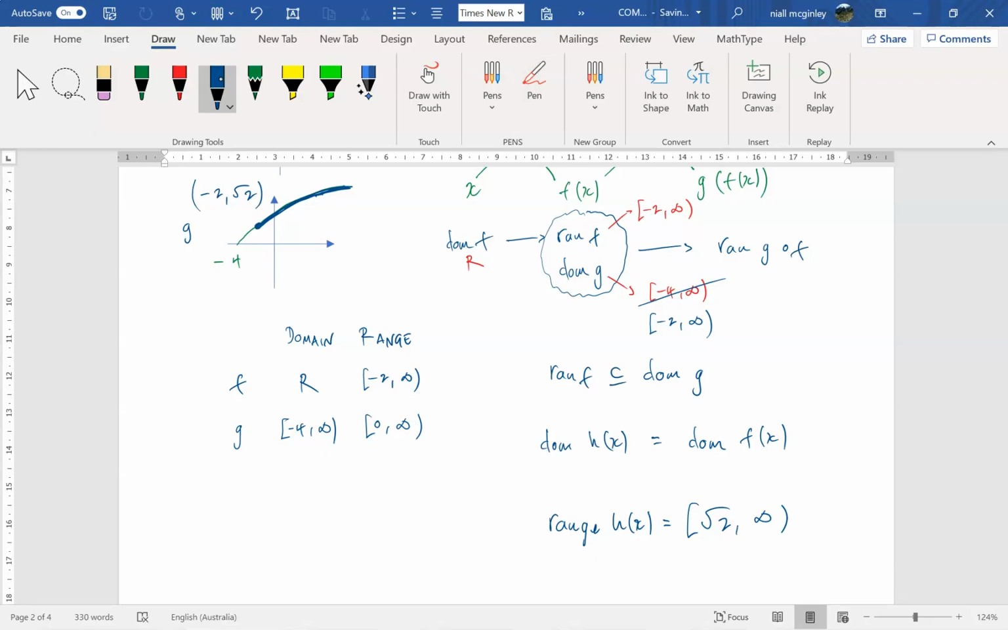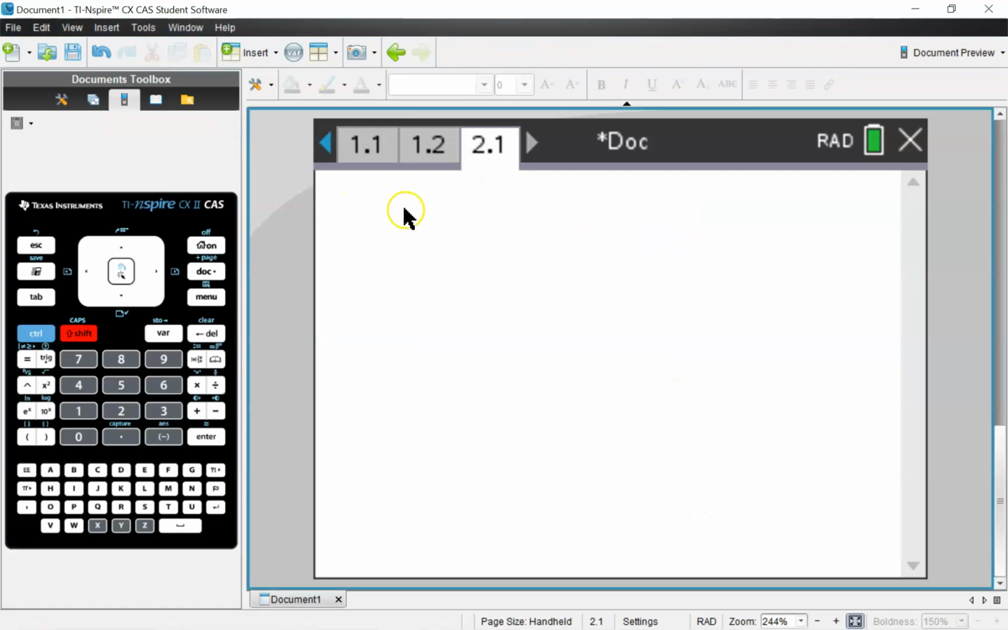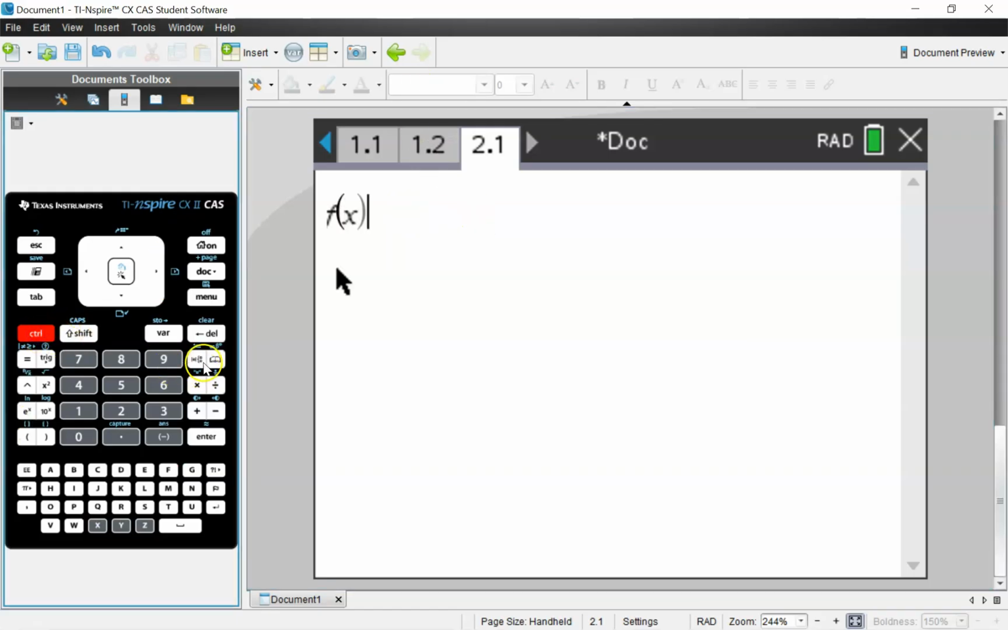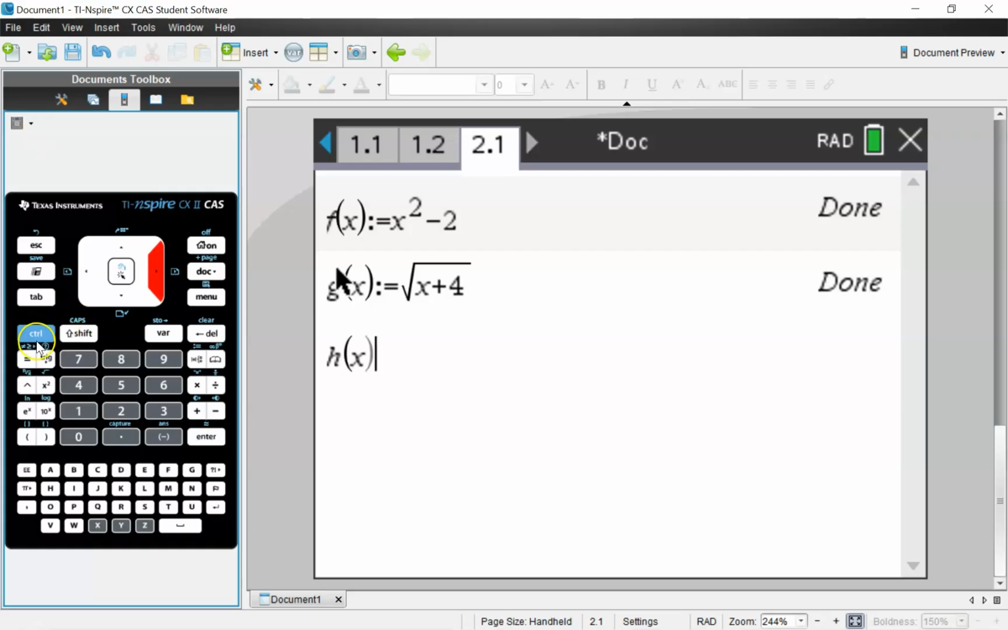Then we can look at this on CAS now to see if we got it right. So f of x is x squared minus 2. Let's just define that. So x squared minus 2, and then g of x is the square root function, which was square root of x plus 4. Alright, so now I can define h of x. So h of x is going to be, it was g of f of x. So just type it in.